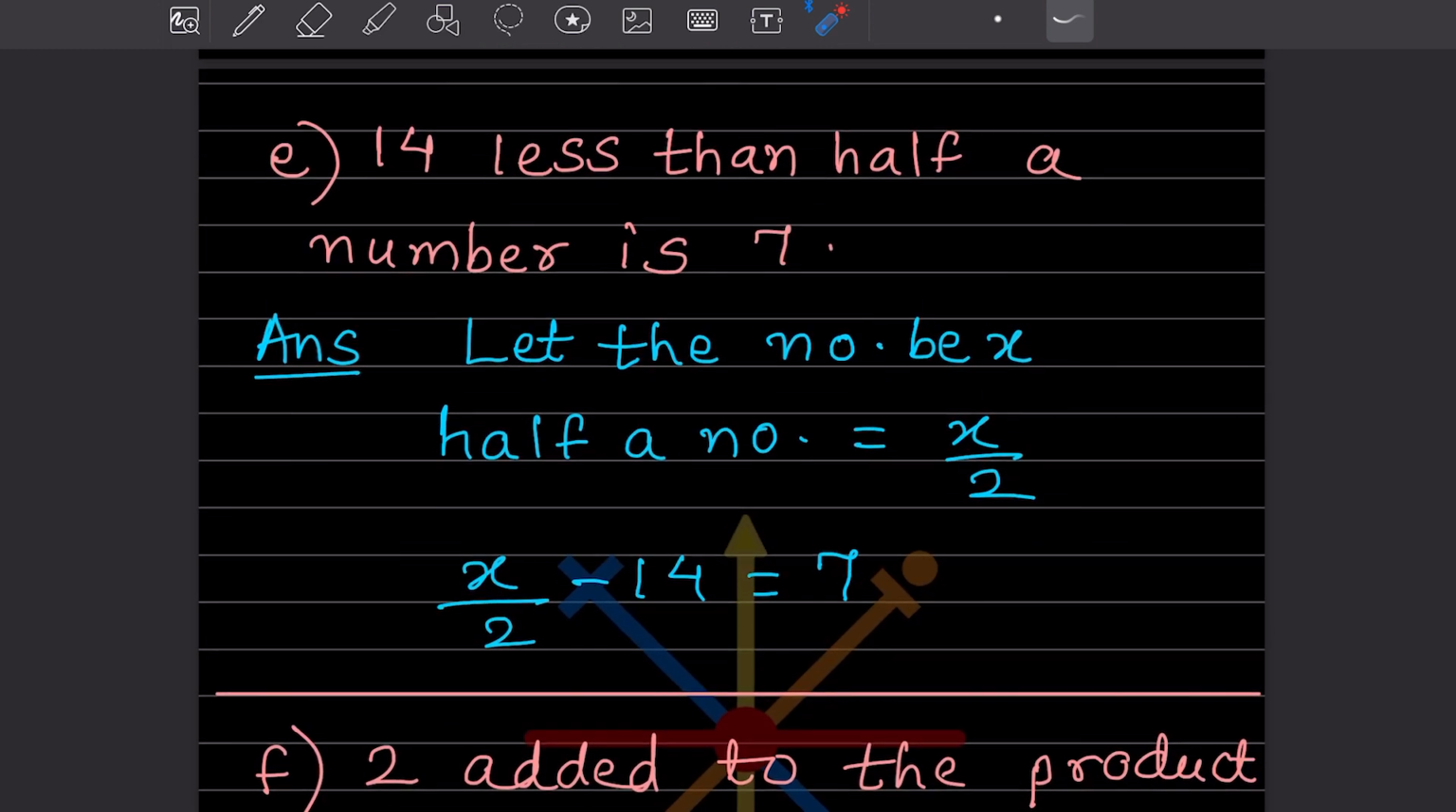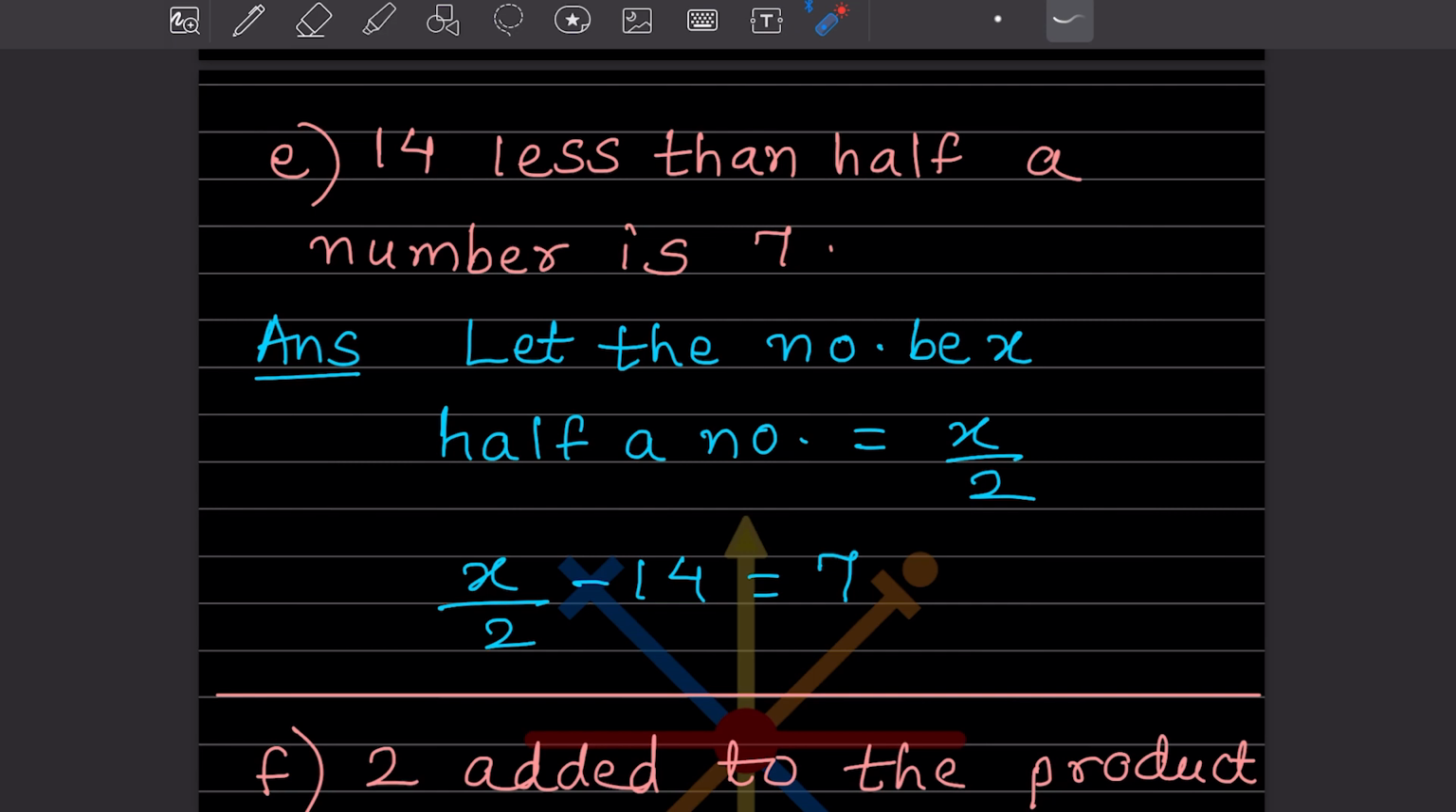So the next one, what does this say? 14 less than half a number is 7. Again, we don't know the number, so let the number be x. So half a number means we can write 1 by 2x, or that is nothing but, see, 1 multiplied by x is going to be x, isn't it? So we can write x by 2 also. Both ways you can write.